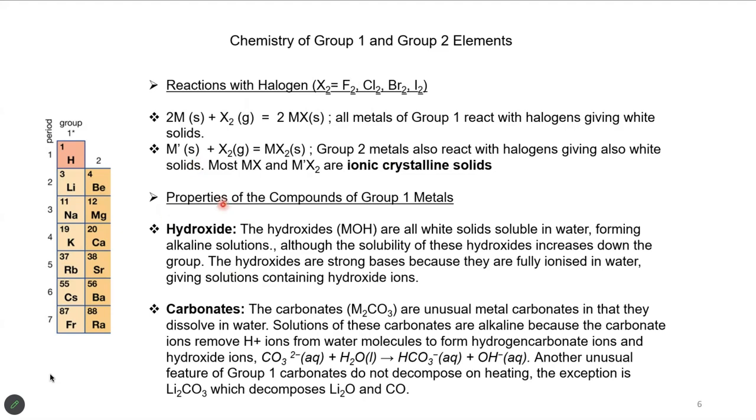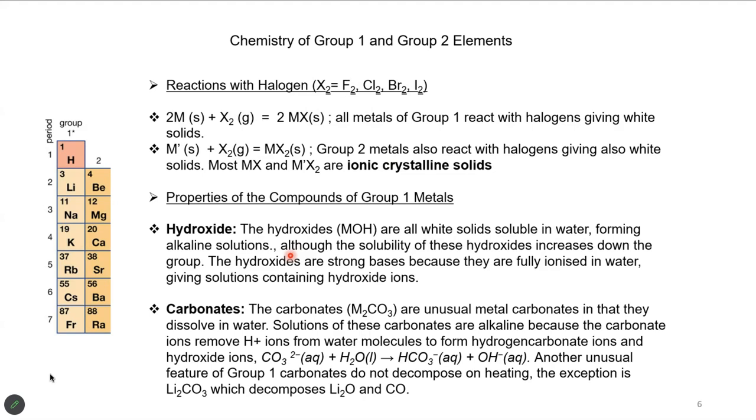Okay, now we come to the properties of some of the main compounds we discuss for alkali metals and alkaline earth metals. There are other compounds also, like sulfate and nitrate, etc. We are not talking about these, but we go to the properties of those metals or compounds. Hydroxide: what happens? It is a white solid, soluble in water, forming an alkaline solution.